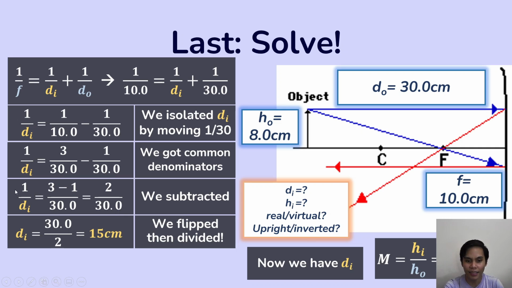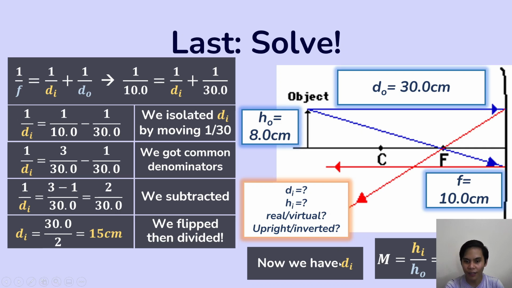So we flip this side. So 1 over di becomes di over 1. So we erase the 1 there because di over 1 is equal to di. So di divided by 1 is just di. And if we flip 2 over 30, we get 30 divided by 2. Now, if we do that, we get 15. So 15 centimeters is your image distance.